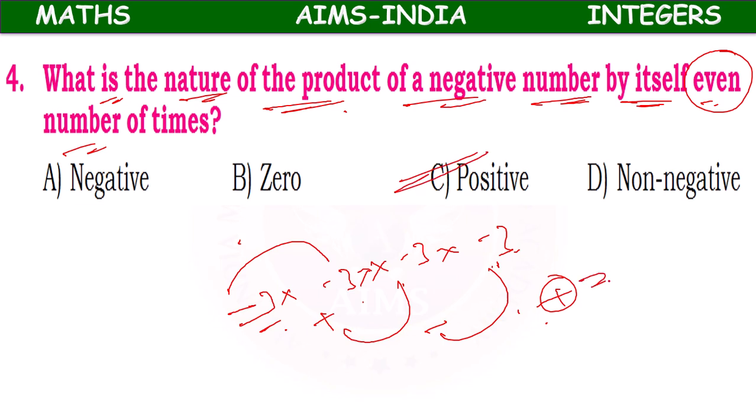But the result is not 3. 3 times 3 is 9, 9 times 3 is 27, 27 times 3 is 81. The result will be a different number, 81, but its sign will be positive.